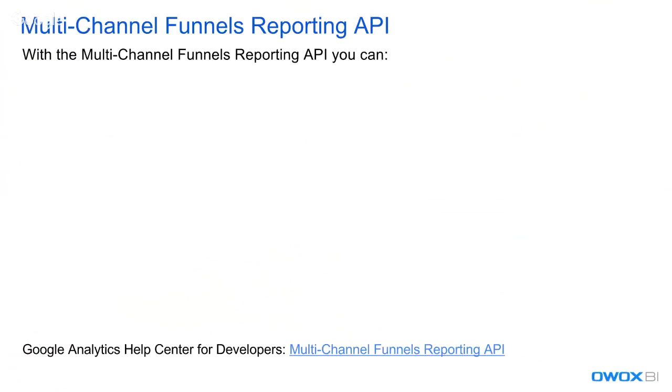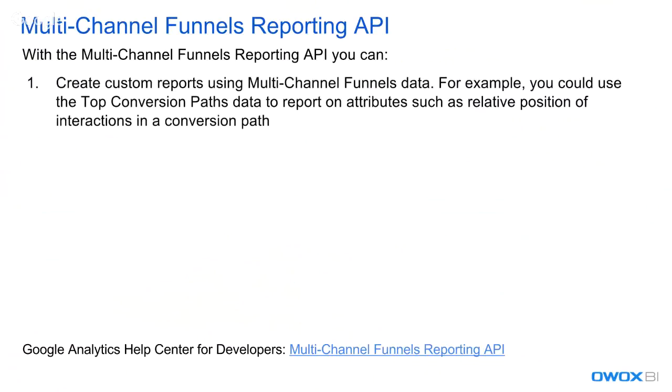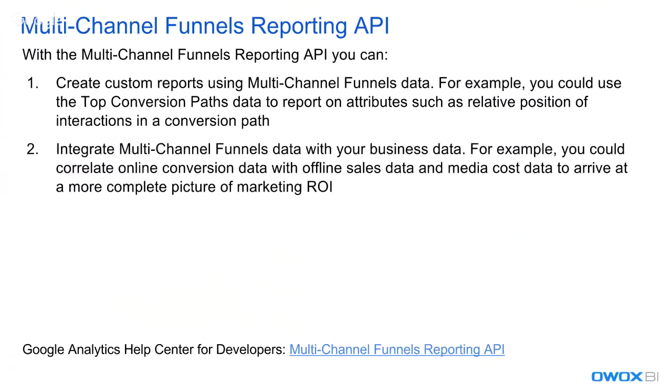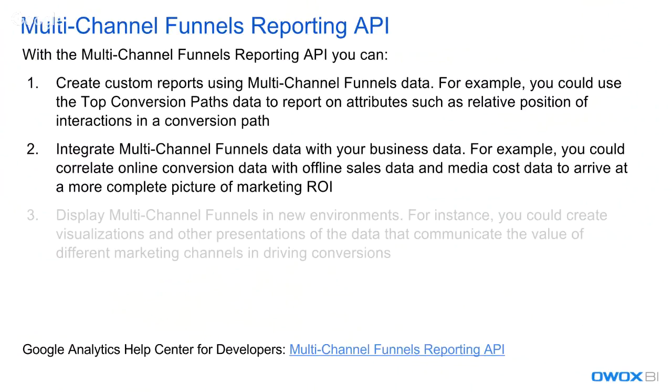With the help of this API, you can create custom reports using MCF data. For example, you could use the top conversion path data to report attributes such as relative position of interactions in a conversion path. Also, you can integrate MCF data with your business data. For example, you could correlate online conversion data with offline sales data and media cost data to arrive at a more complete picture of marketing ROI.